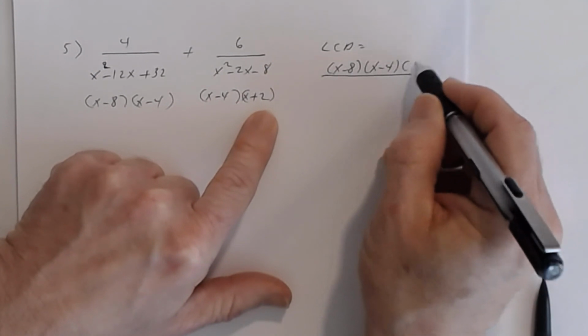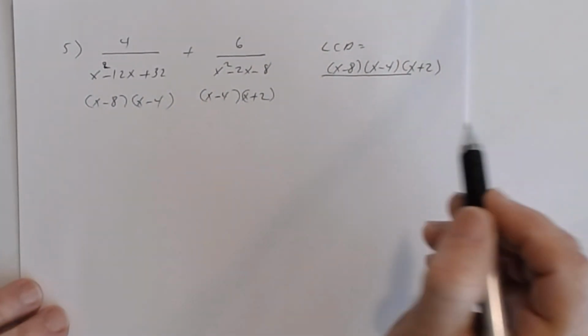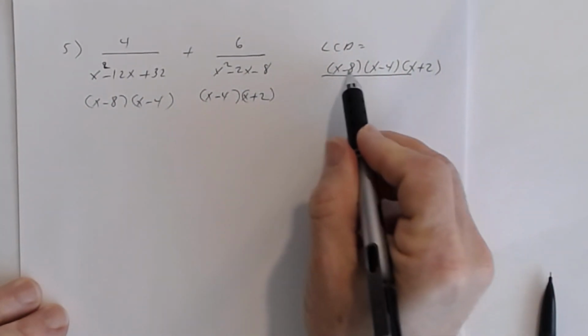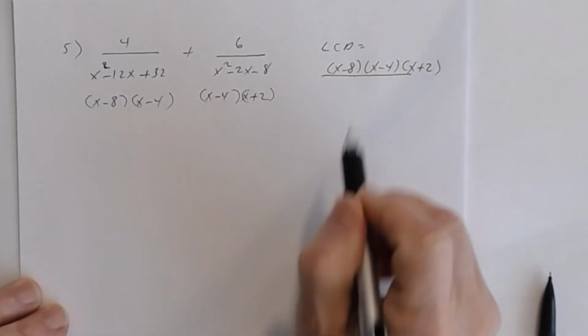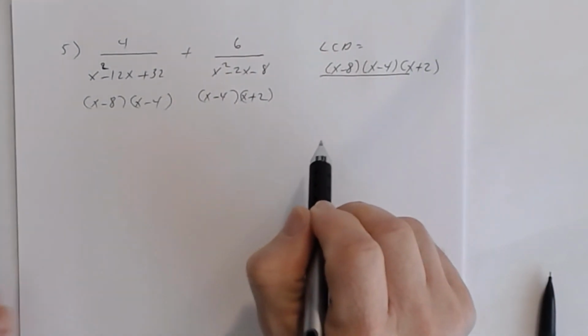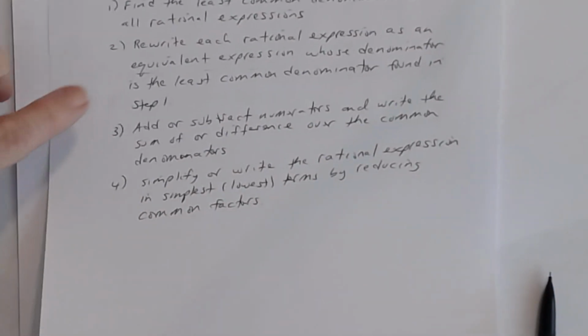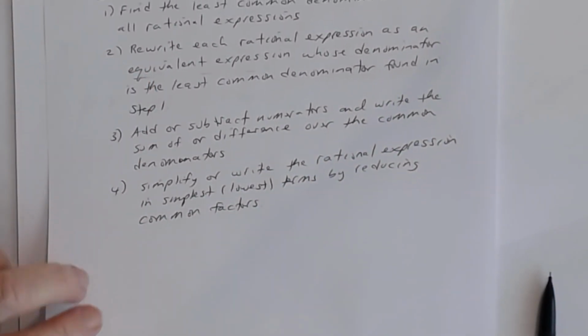I see an x plus 2, I have to use it. So your least common denominator is the product of these factors. There's your least common denominator. So now the next step is to do those equivalent expressions now with that least common denominator.